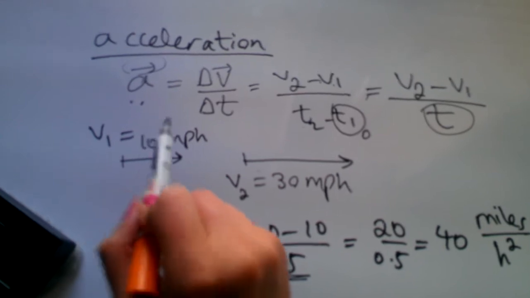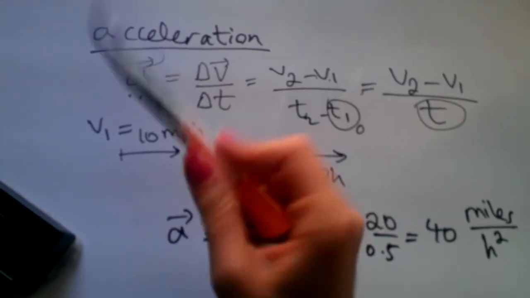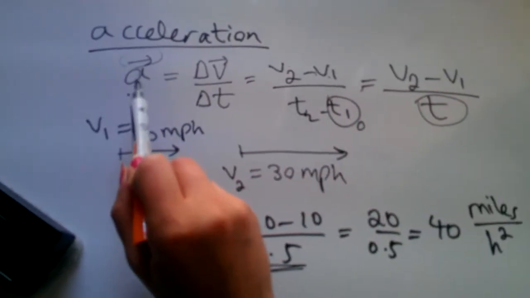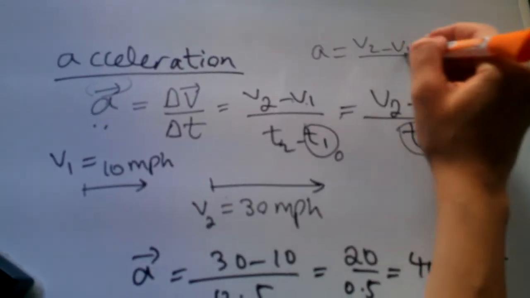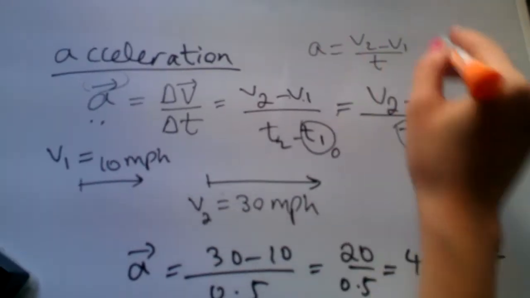In this video, what I would like to talk about is basically doing some examples of a equals V2 minus V1 over T for you. Do some examples of this.